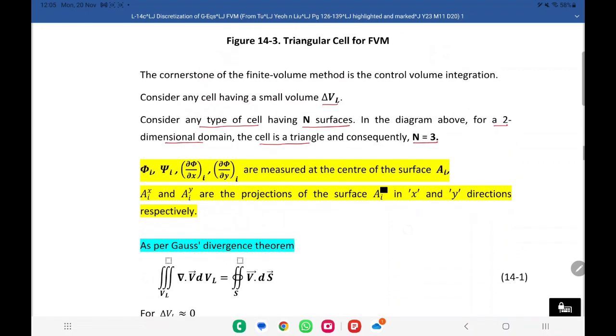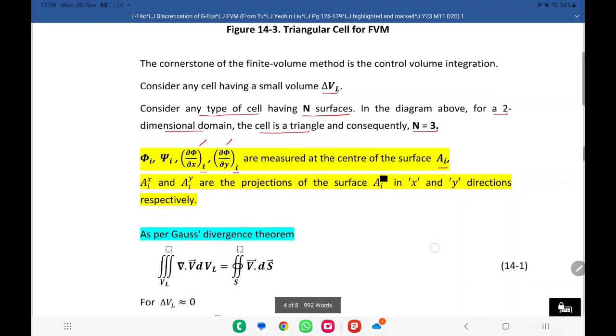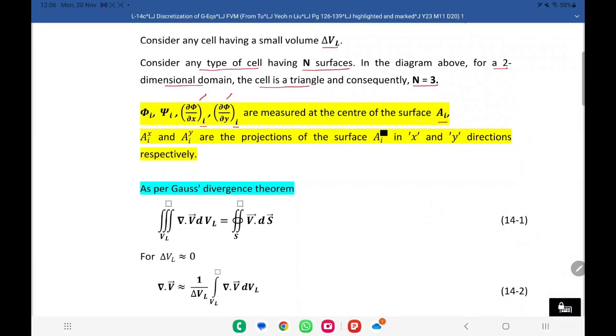Now what do we do? We find these derivatives, del phi by del x and del phi by del y. We want to find them at point I. Okay. Now they are measured at the center of the surface AI. So on the center of the surface AI, we are measuring these derivatives. So what do we have to do? These are the projections. We have talked about it in the x direction and y direction.